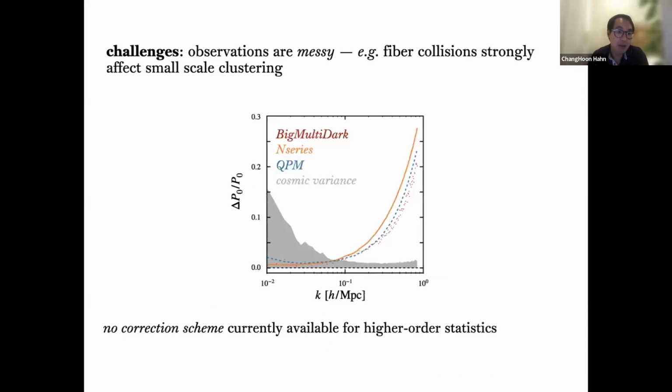For instance, fiber collisions can strongly affect small scale clustering, as I'm showing you in this figure, where we estimate the effect with 3 different simulations. And you can see even at k_max or k of 0.1, the effect of fiber collisions is larger than cosmic variance. And at the moment, there's no correction scheme available for higher order statistics for effects like these.